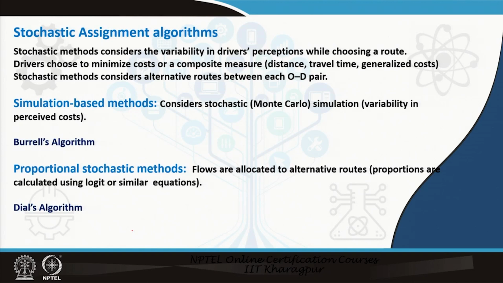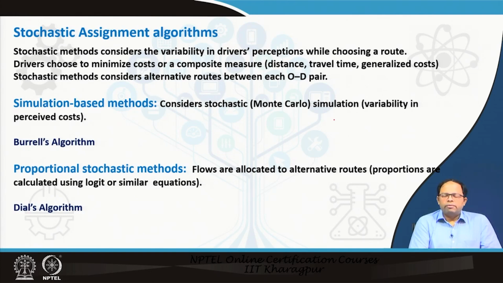So there are two methods. One is the simulation based method, which considers stochastic Monte Carlo simulation and the variability in the perceived cost, and this is achieved by Burrell's algorithm. Whereas there are the proportional stochastic methods, which consider flows allocated to alternative routes, and the proportions are calculated using logit or similar equations. Logit or similar equations means we use the exponential of the cost of that particular route, and here we use Dial's algorithm. So these are the two common algorithms which we use in stochastic assignment methods.